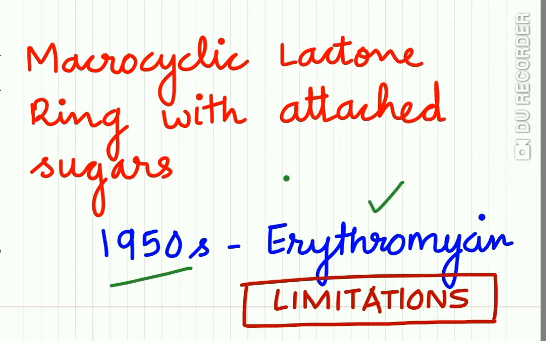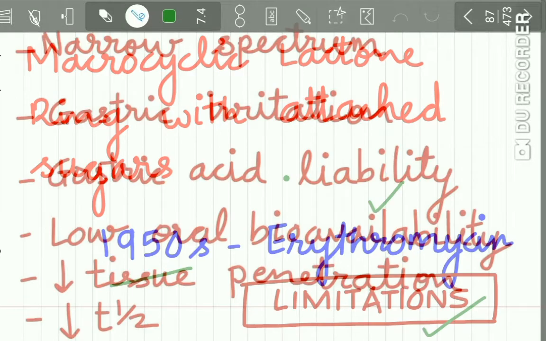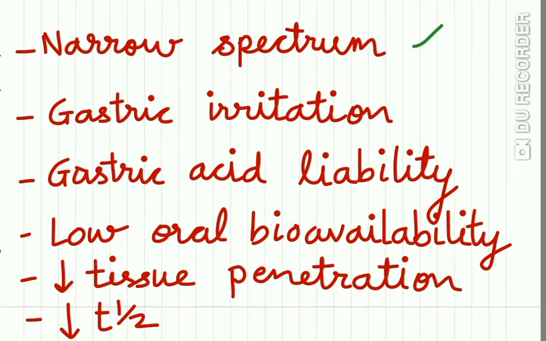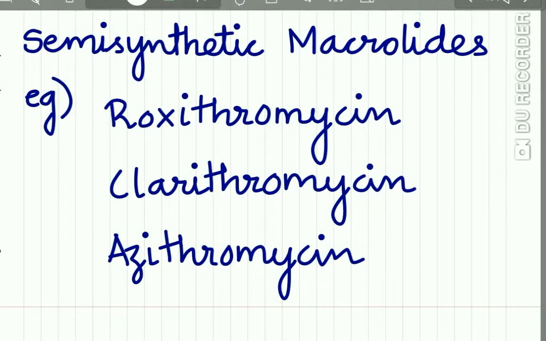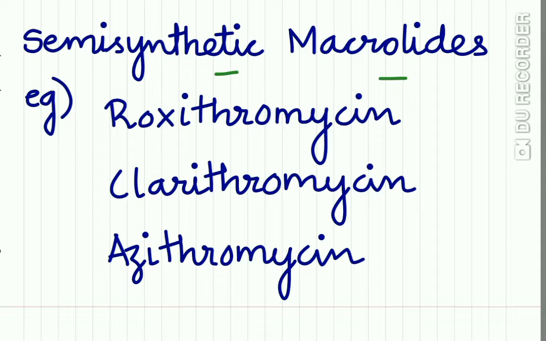But because of the limitations of erythromycin, which were narrow spectrum of activity, gastric irritation, gastric acid lability, low oral bioavailability, reduced tissue penetration and reduced half-life of the drug, there was a necessity to develop some antibiotics to overcome these limitations. So, semi-synthetic macrolides were introduced, namely roxithromycin, clarithromycin and azithromycin.